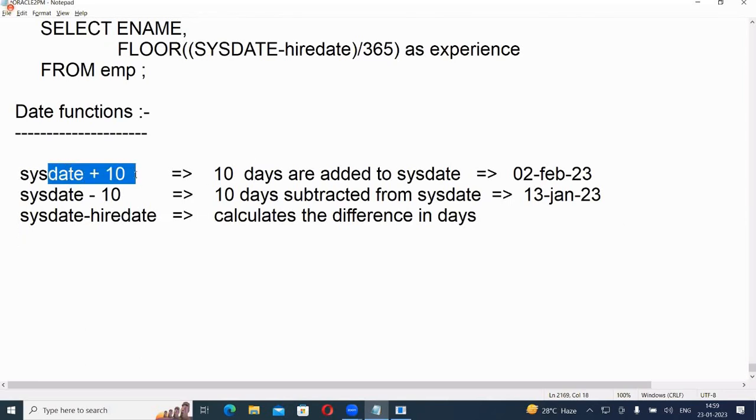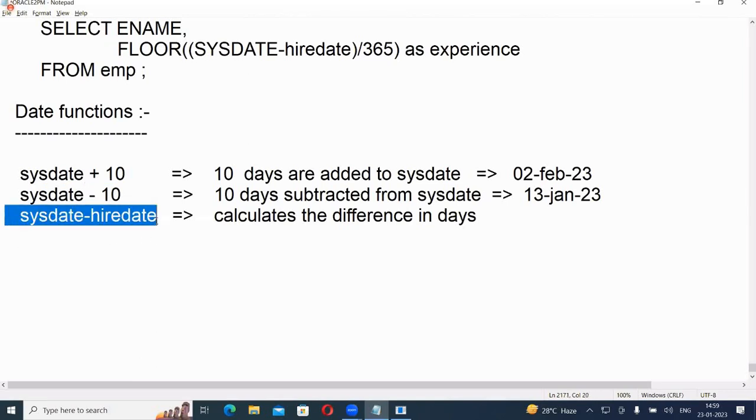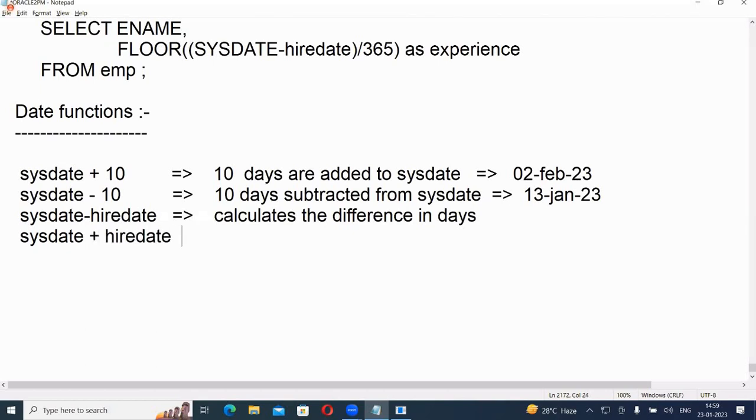System date plus number is okay, minus number is okay, date 1 minus date 2 is okay. It calculates the difference between two dates, but the difference is calculated in days. Next one, sysdate plus hire date. What are you doing? Adding hire date to the system date, 23rd January 23 plus hire date. Two dates can be added?